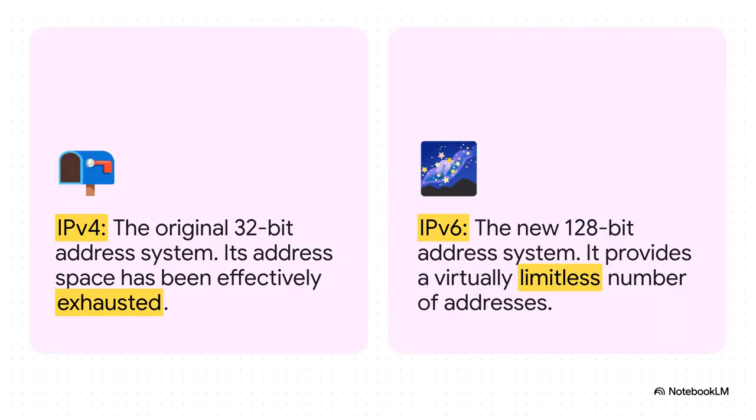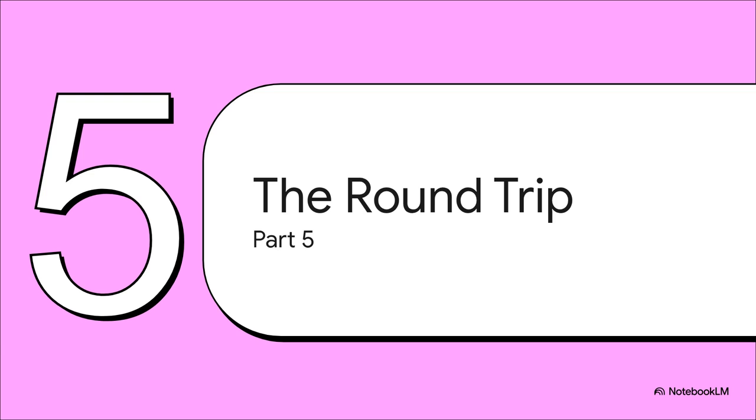But the real long-term solution is something called IPv6. This is the new standard. And instead of the 32 bits that IPv4 used for an address, IPv6 uses 128 bits. The result is, well, it's a number of addresses so big it's almost impossible to wrap your head around. We are talking trillions upon trillions, more than enough for every single grain of sand on Earth to have its own IP address. It's enough for every phone, every car, every toaster, every light bulb to have its own unique public address forever.